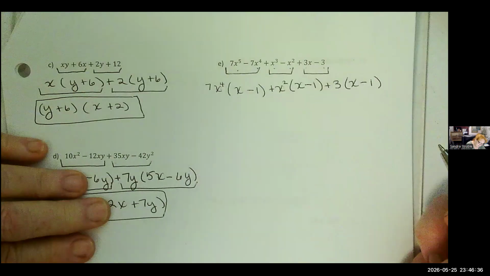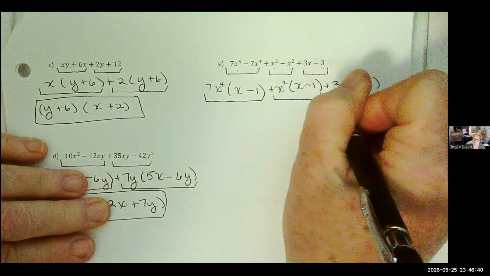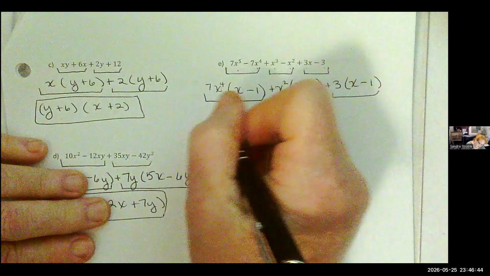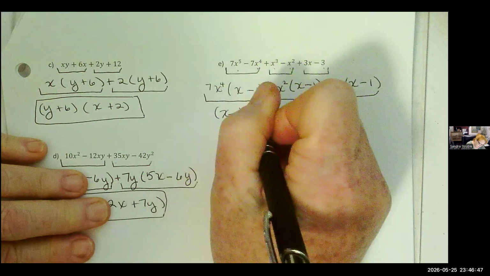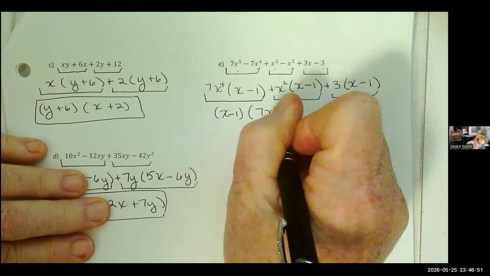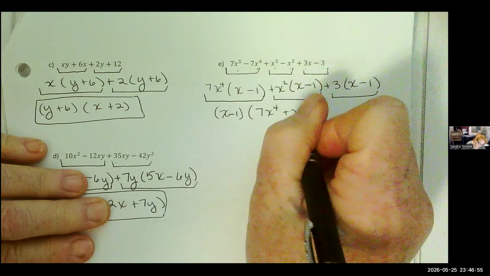Looking at these three terms, what do they all have in common? They all have x minus 1. When you factor that out from the first term, you're left with 7x to the fourth. Factoring it from the second term, you're left with plus x squared. And factoring it from the third term, you're left with plus 3.